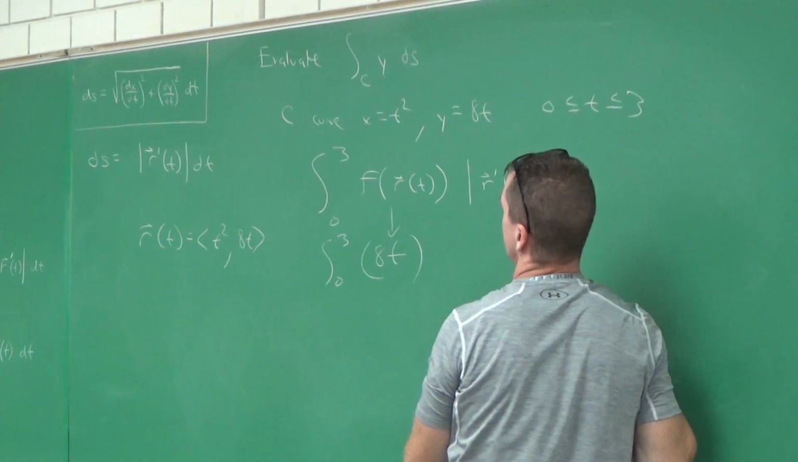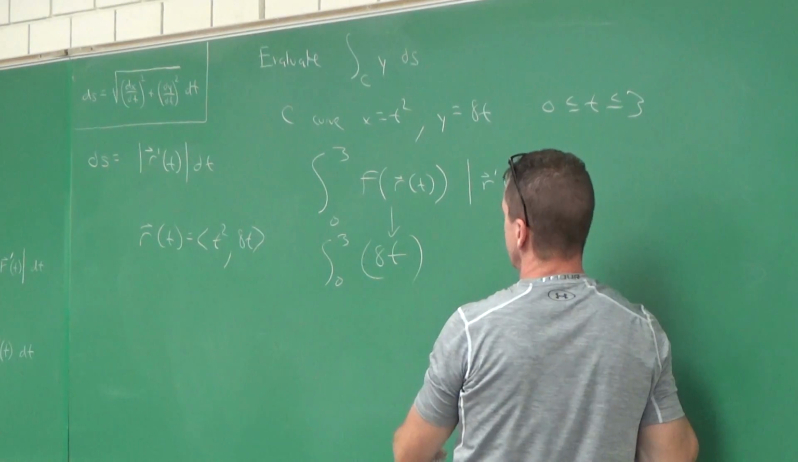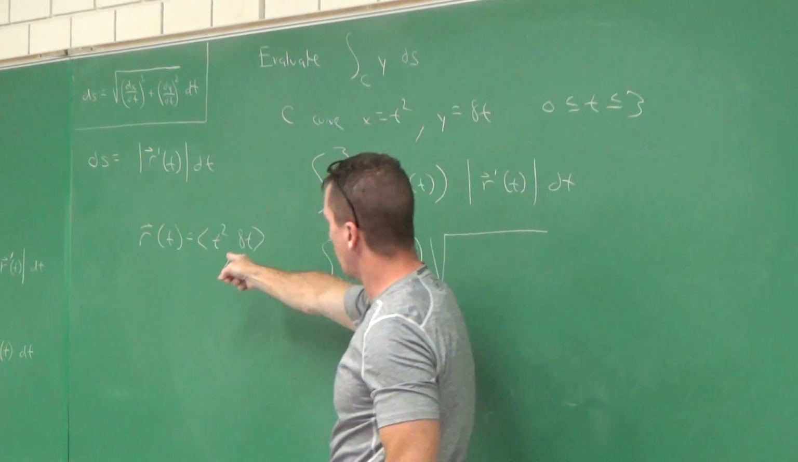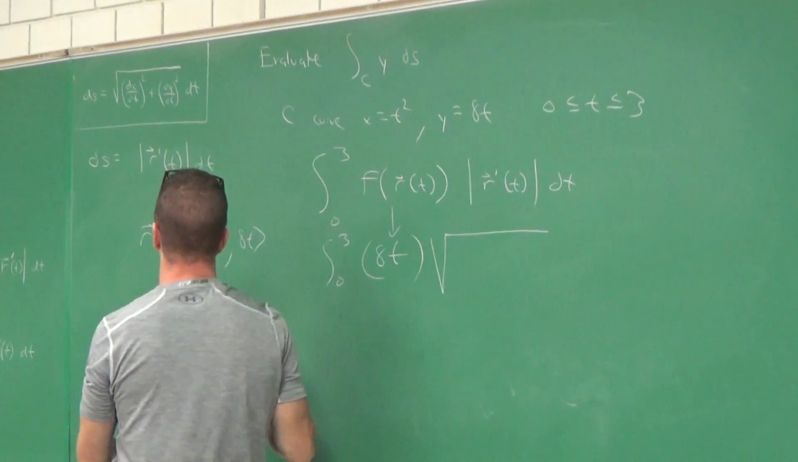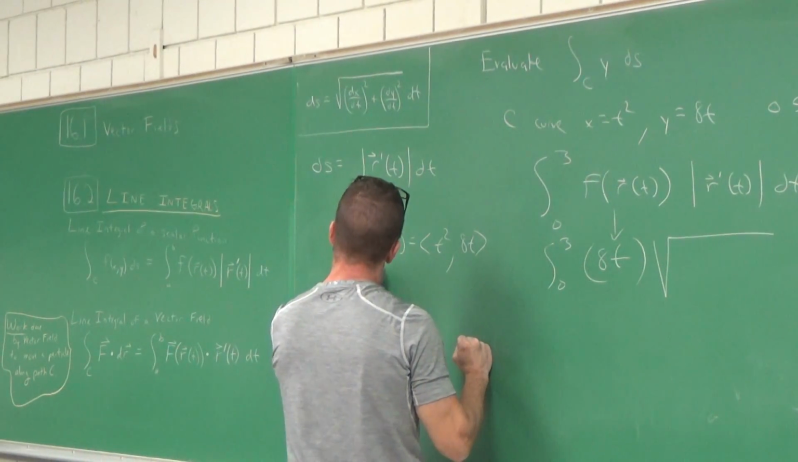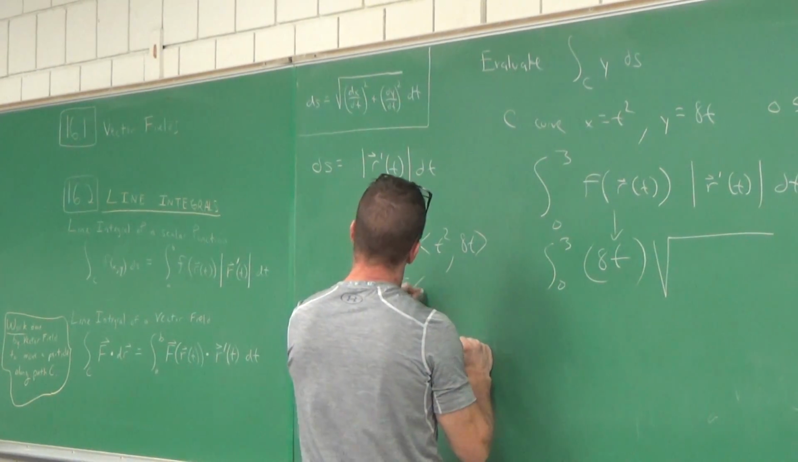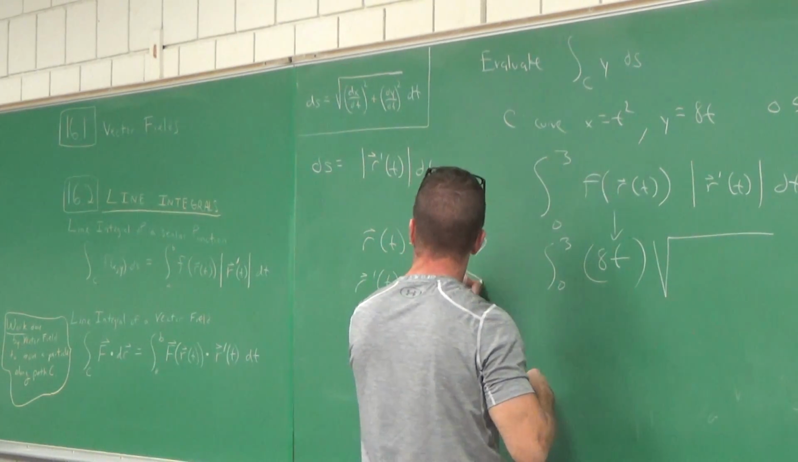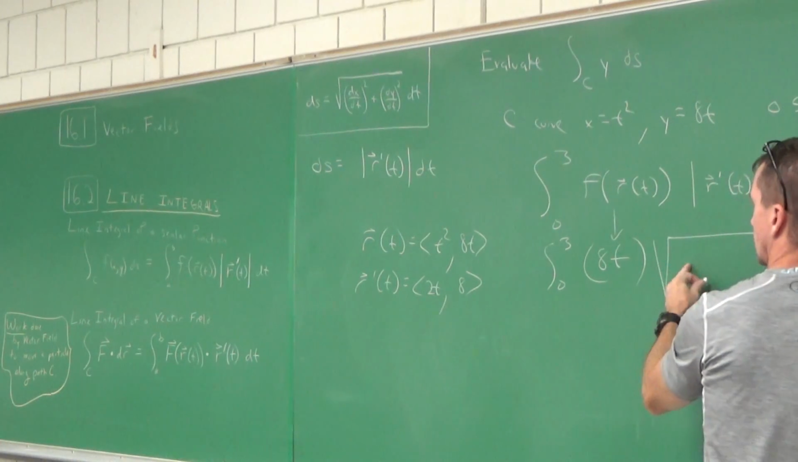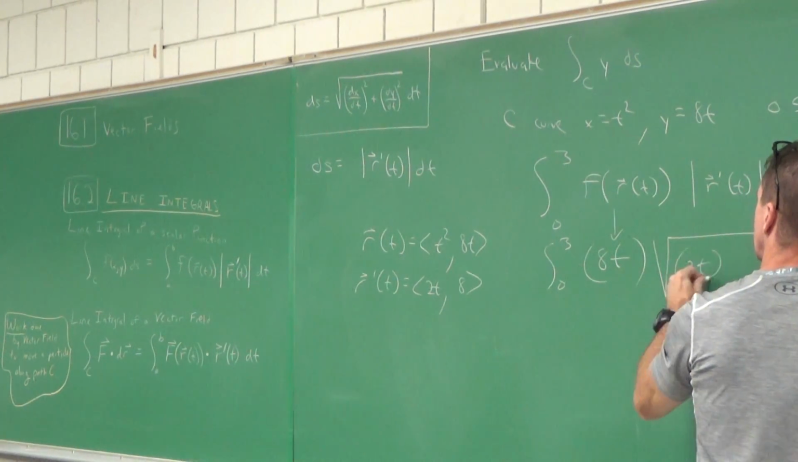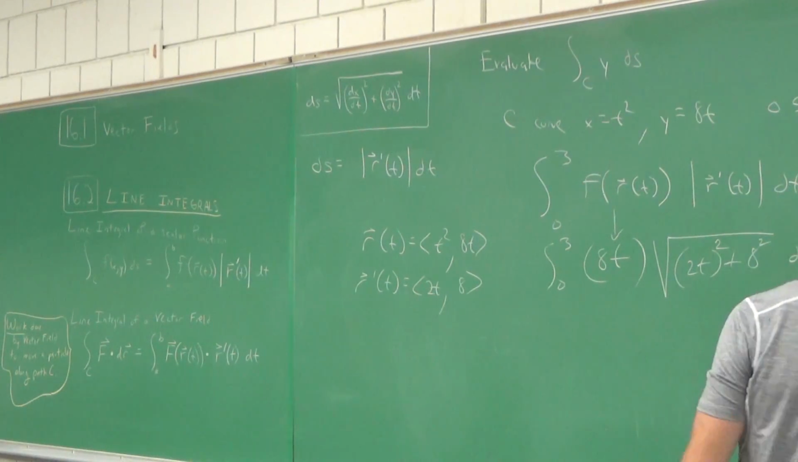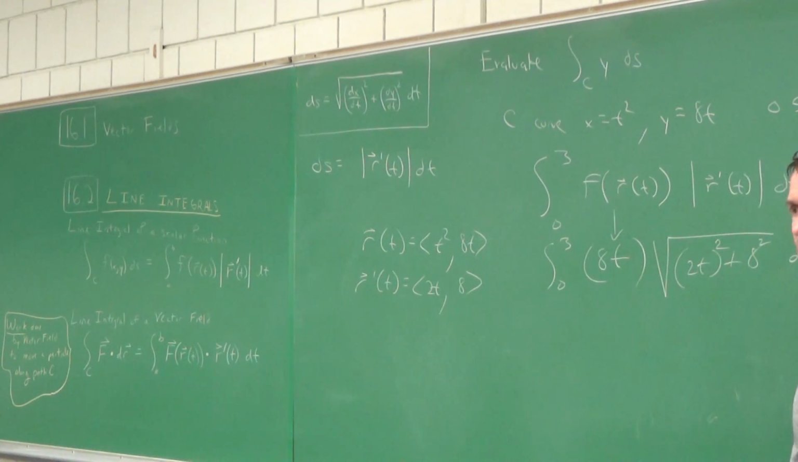I have to multiply the magnitude, which is the square root of r prime of t. Well, what is r prime of t? 2t and 8. That's the derivative. And this derivative is 8, and I have to take the square root of 2t squared plus 64. And this is what we're doing. This is the line integral of a scalar field.